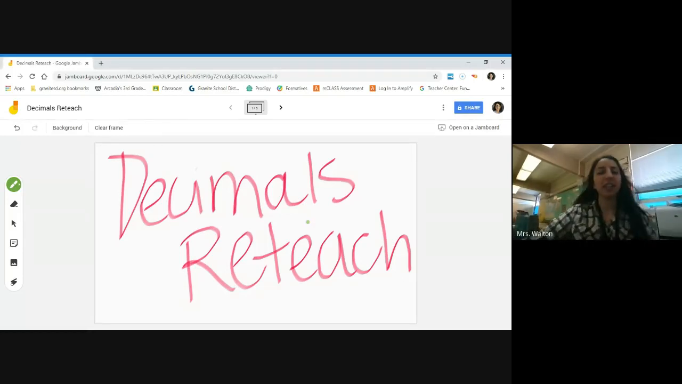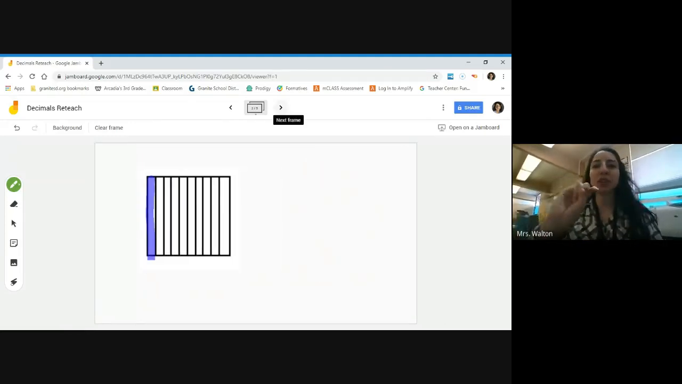Okay, you guys should see here my decimals reteach. So basically these first 3 levels, level 1 is just going to be your vocabulary. And if you watch that video, all the answers to the problems are in that video. So make sure you watch the video and get it done. You should watch the video on all of them, but make sure you watch it on that one.